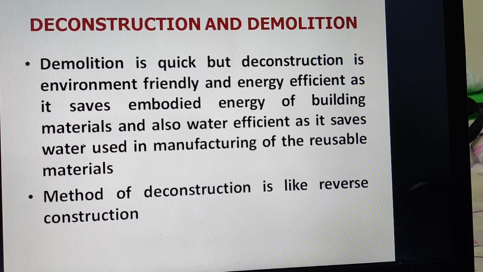The method of deconstruction can be understood by comparing it with the reverse method of construction. In construction, we first place the materials, and then in deconstruction we take out materials in the reverse way.